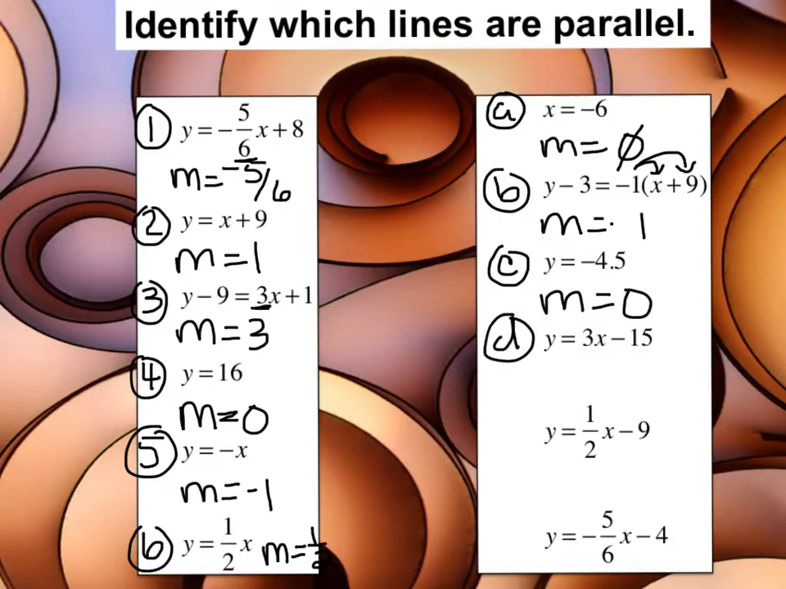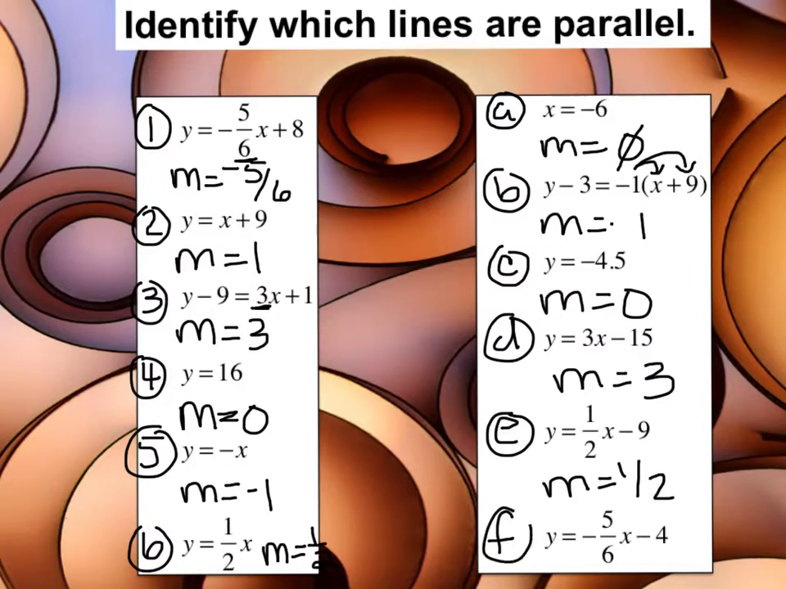D, our slope is 3. E, our slope is 1/2. And F, our slope is -5/6. So let's identify which ones are the same.